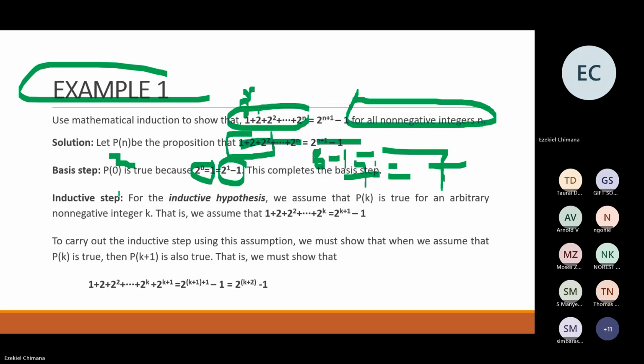Then on the inductive step, for the inductive step, I'm trying to mute some of this feedback. I think it's Thomas. Just mute yourself. Okay.